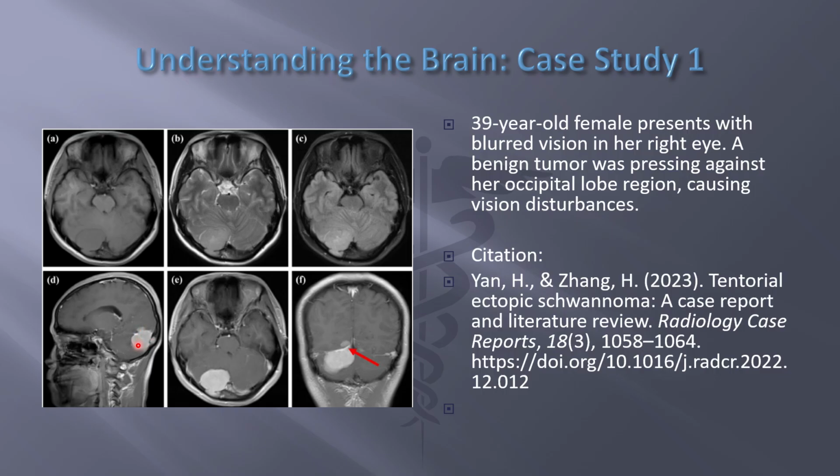Now, benign means that the tumor itself is not cancerous. If the tumor was not benign or more threatening, it would be called malignant. So this tumor, although it was threatening her vision, it was not cancerous. So to conclude, this tumor that was pressing up on her occipital lobe was disturbing her vision.